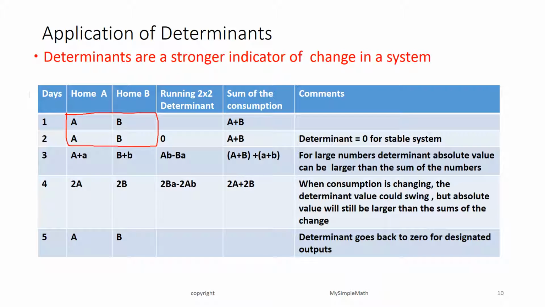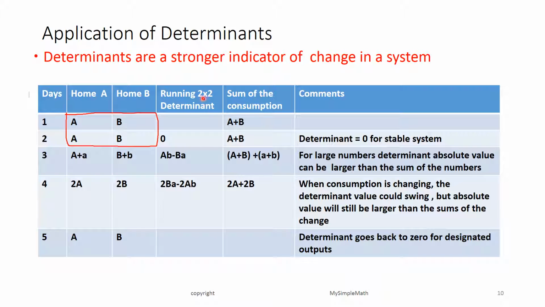So 2x2, right? If there were 3 homes, then I would make a running determinant of 3 rows and 3 columns, and the running determinant would be the determinant of the 3x3 matrix. The sum of the consumption is right here. A plus B, which is the sum of the consumption, that is the K. And here again for home A plus B, the sum of the consumption is right here.